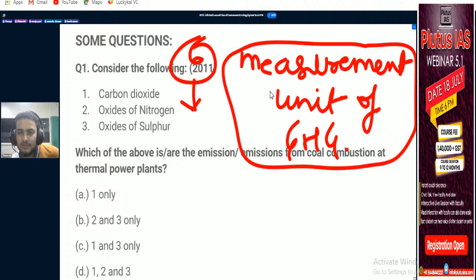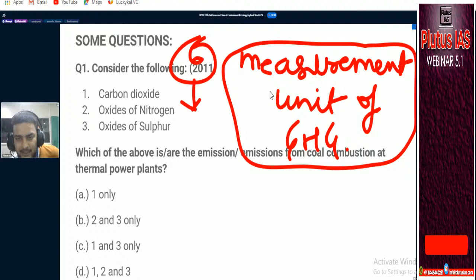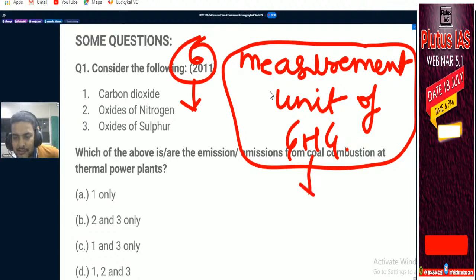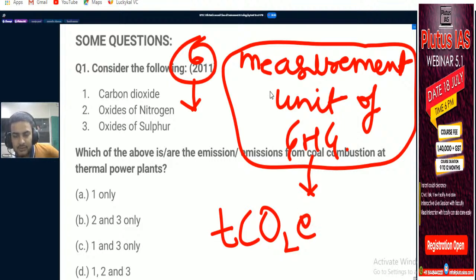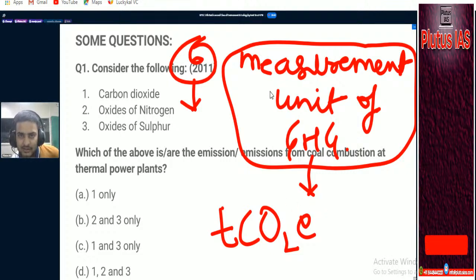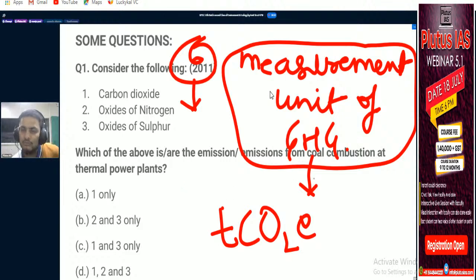I think now you know all of them. So, the measurement unit of GHGs: every greenhouse gas is measured in terms of tCO2. This is the measurement unit. And what is it? Tons of carbon dioxide emitted, or emissions. Every gas is measured in equivalent terms of tCO2, carbon dioxide emissions.